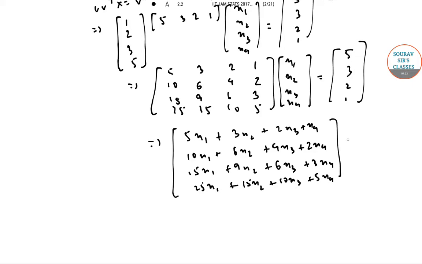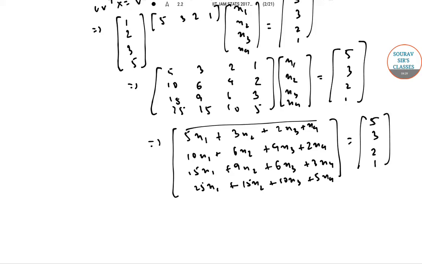So that is 5x1 plus 3x2 plus 2x3 plus x4, 10x1 plus 6x2 plus 4x3 plus 2x4, 15x1 plus 9x2 plus 6x3 plus 3x4, and 25x1 plus 15x2 plus 10x3 plus 5x4, is equal to [5 3 2 1].